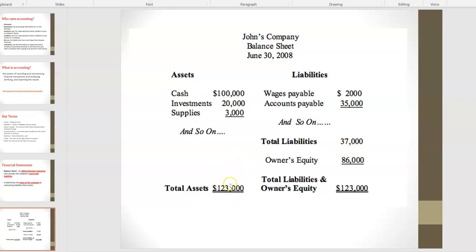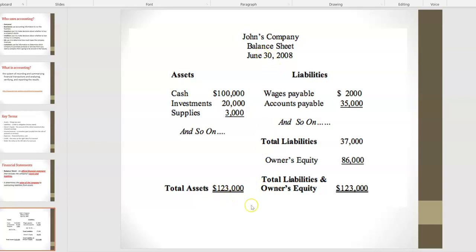The owner's equity represents the difference between what John owns and what he owes. So he owns this amount. However, of this amount, he owes this $37,000 to someone else. So in actuality, the value of John's company, or the net worth of John's company, is $86,000. If we take the $86,000, which represents his equity in the company, and add what he owes to other people, that total is $123,000, which equals the assets, or what he owns in the company.